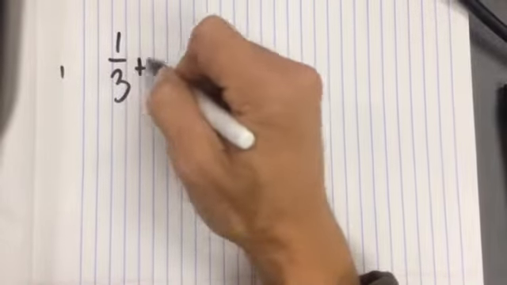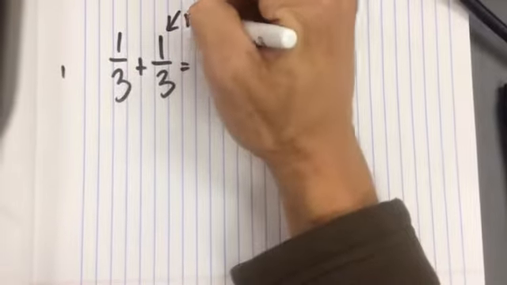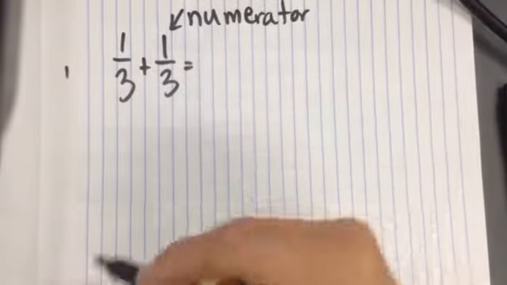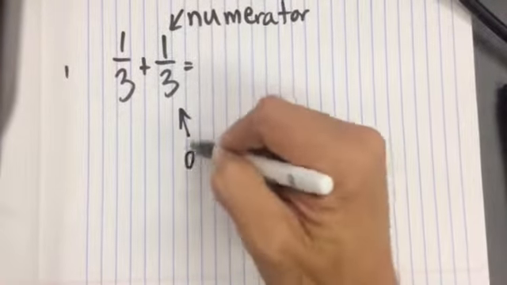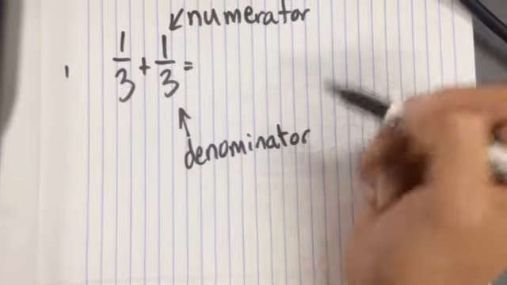Right now we're going to just talk about what you do if you add or subtract fractions with like denominators. That means that the numbers on the bottom are the same. For example, if you have 1/3 plus 1/3, you'll notice that the number on the top, we call this the numerator, and the number on the bottom is called the denominator. If the denominators are the same, then you can go right ahead and add.